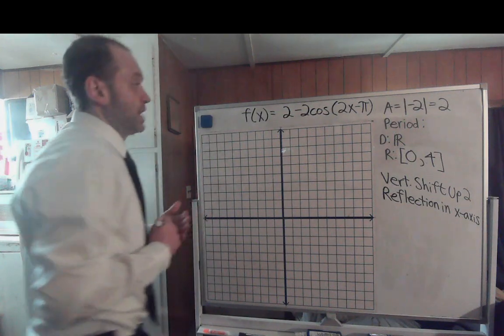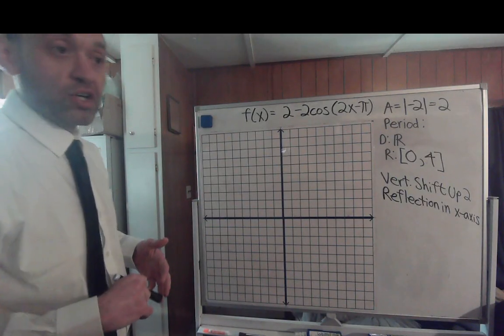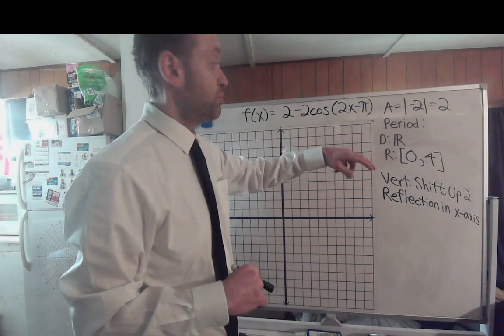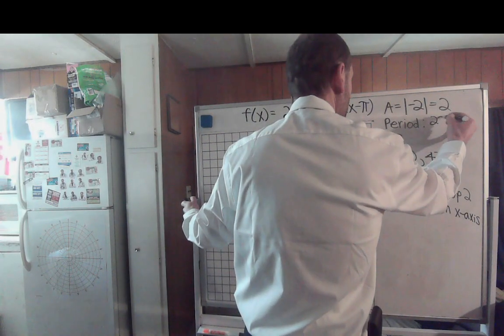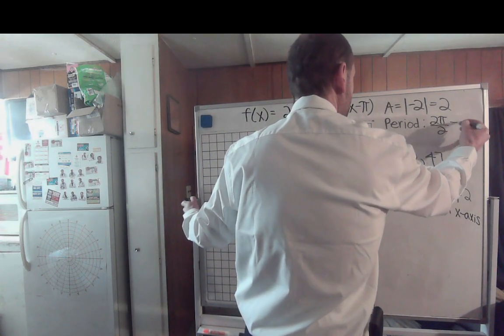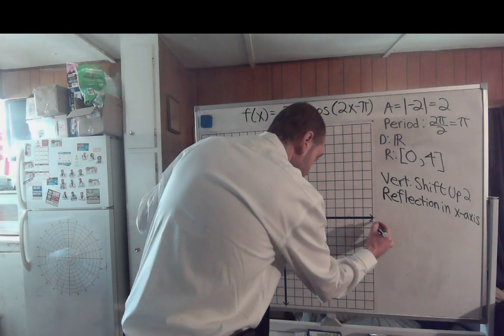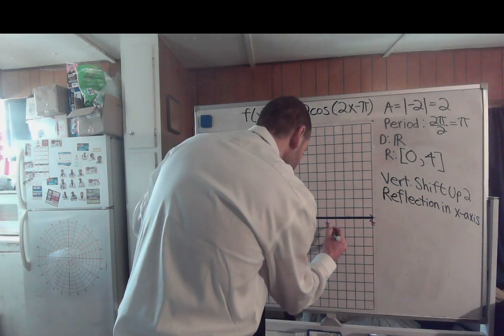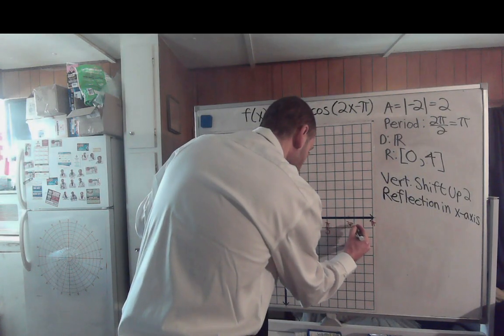Alright, what else do we have? So, we can determine the period to be, if we take that 2 pi, divide by that coefficient on the x of 2, so the period is 2 pi over 2, you end up having another period of pi. So let me go ahead and label these points on the axis. There's pi over 2. There's 3 pi over 4.